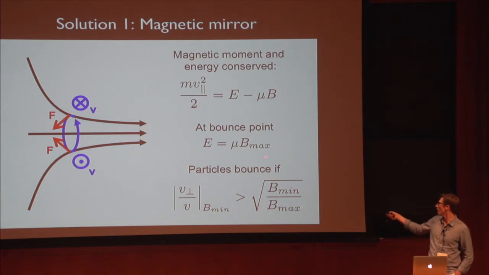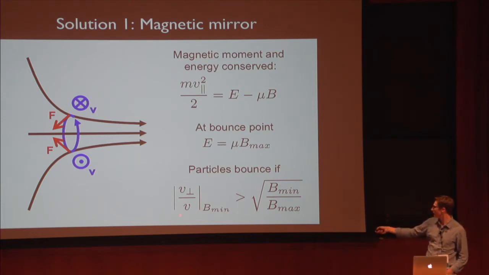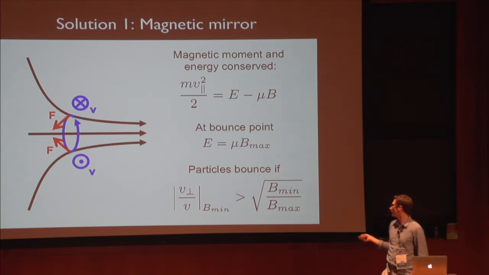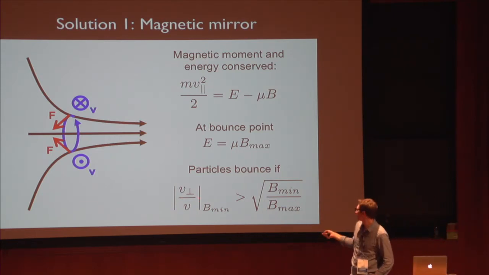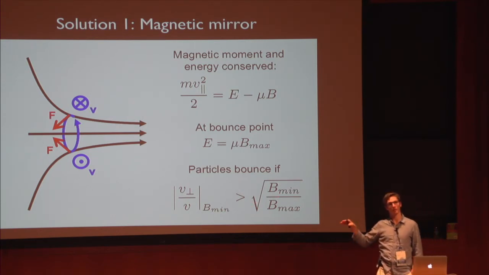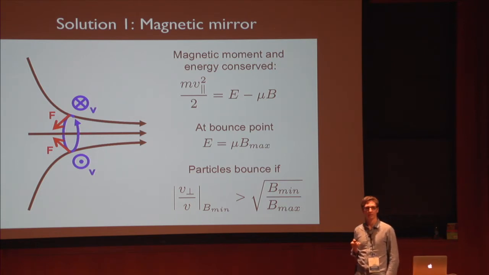And so another way of casting this is writing it in terms of the perpendicular speed of the particle at the minimum in the magnetic field, somewhere over here. And what you find is that the ratio of the perpendicular speed to the total speed of the particle at that Bmin location has to be bigger than the ratio of the minimum magnetic field to the maximum magnetic field if that particle is going to be confined by the mirror, right?